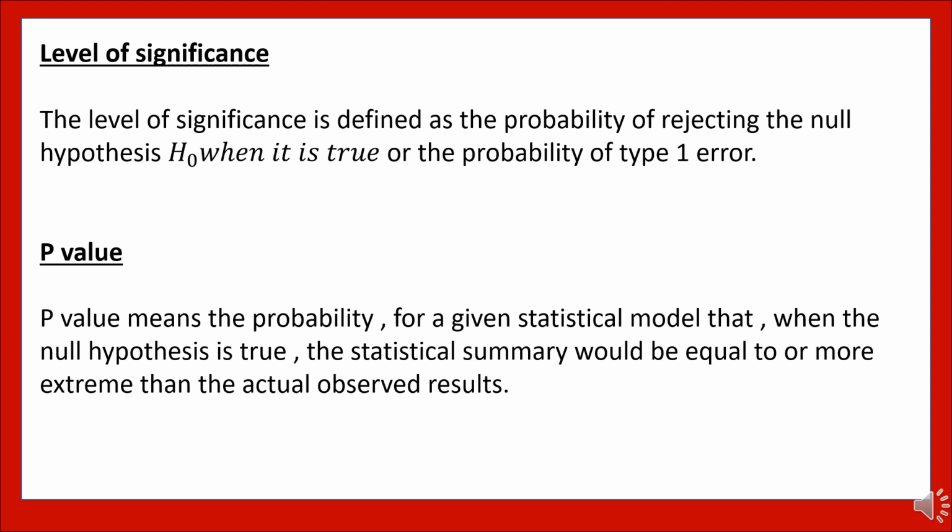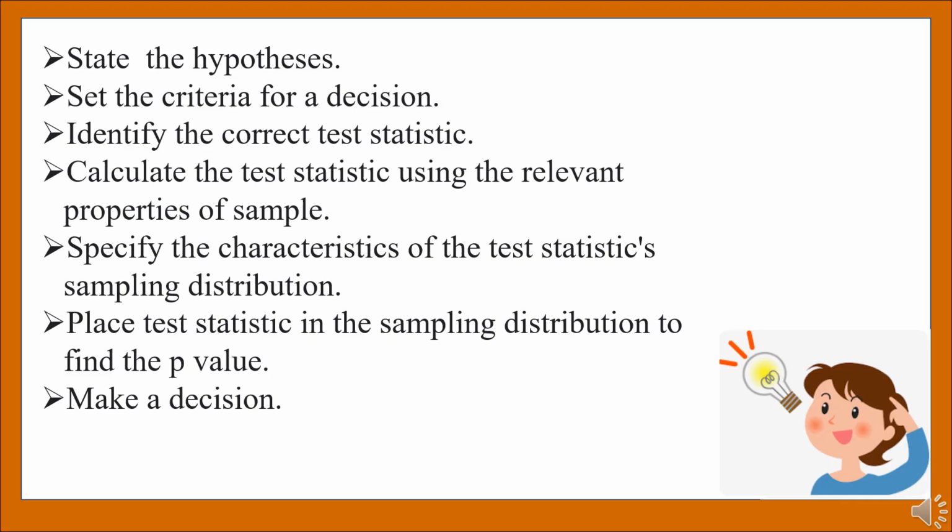Then about p-value. P-value means the probability, for a given statistical model, that when the null hypothesis is true, the statistical summary would be equal to or more extreme than the actual observed results. Then about the steps in the p-value approach. First, state the hypothesis, set the criteria for a decision, identify the correct test statistic, calculate the test statistic using the relevant properties of your sample, specify the characteristics of the test statistic sampling distribution, place your test statistic in the sampling distribution to find the p-value, and make a decision.